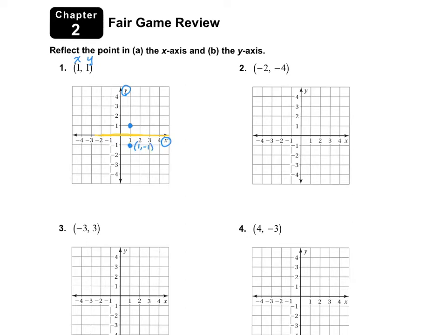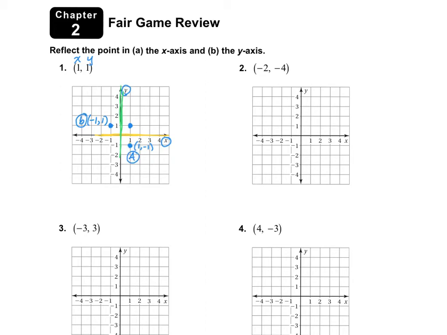Okay, now we need to reflect it in the y-axis. And here is our y-axis here. And so when we are reflecting this point in the y-axis, again, you count to the y-axis and then go past it the same amount. So this is 1 unit in, 1 unit past, so the point now lives here. And so the B part of our answer is there. So this is negative 1, 1. So this is our B answer, and this is our A answer.